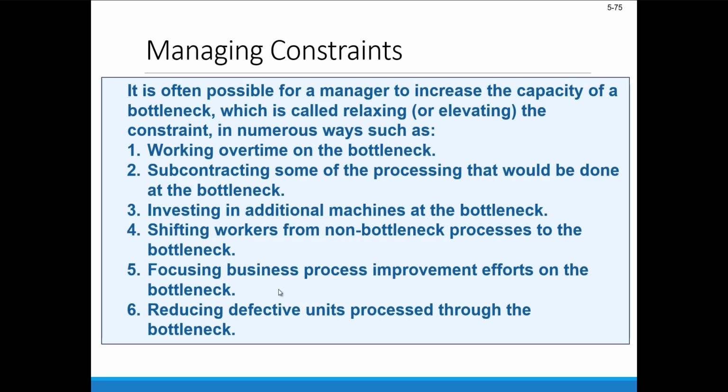We may be able to focus business process improvement efforts on the bottleneck. So maybe the constraint is also constrained, if you will, by inefficiencies. Maybe we have some areas to improve in terms of what's happening at the bottleneck. That can buy us some more time or some more resources at the bottleneck. And then finally, reducing defective units processed through the bottleneck. If we have to do any kind of rework, or pitch defective units and make them again, or add to them, or change them, we're kind of wasting this valuable constrained resource. So reducing defects there could certainly help us relax that constraint.